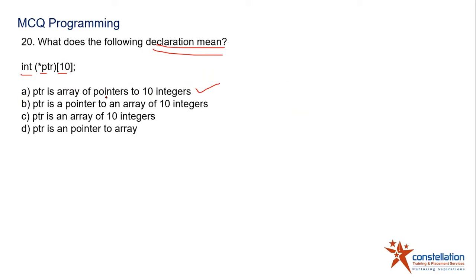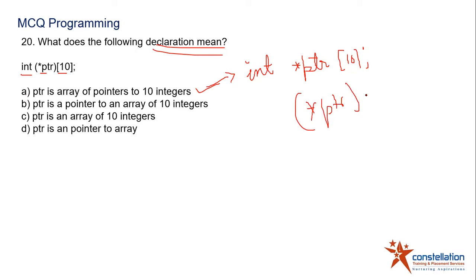And I always say that your answer would have been right had the question been a bit different. Had the question been something like int asterisk ptr with bracket 10, then if you had answered this, your answer would have been absolutely fine. But here there is an additional thing, which is bracket, asterisk ptr. Now that changes the whole game. That small bracket changes the whole game, and the correct answer to this becomes the B one.